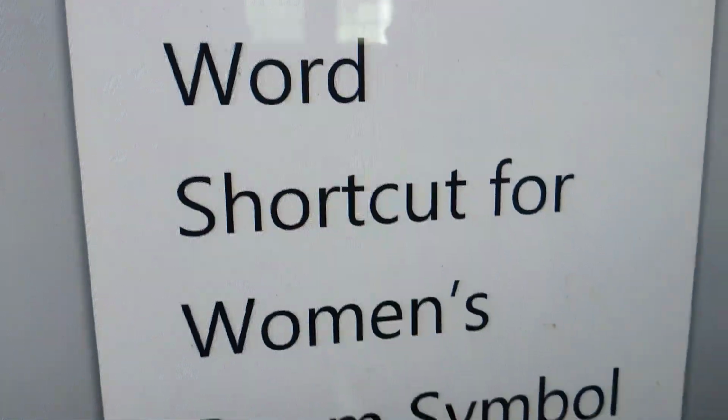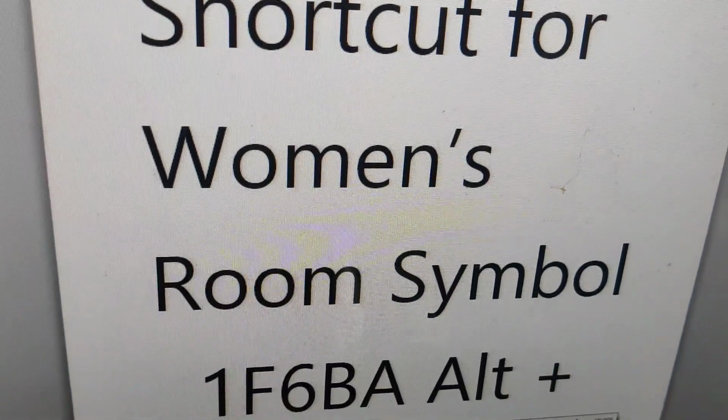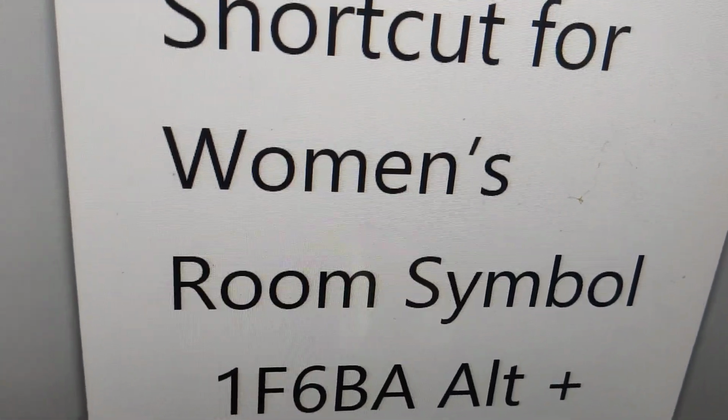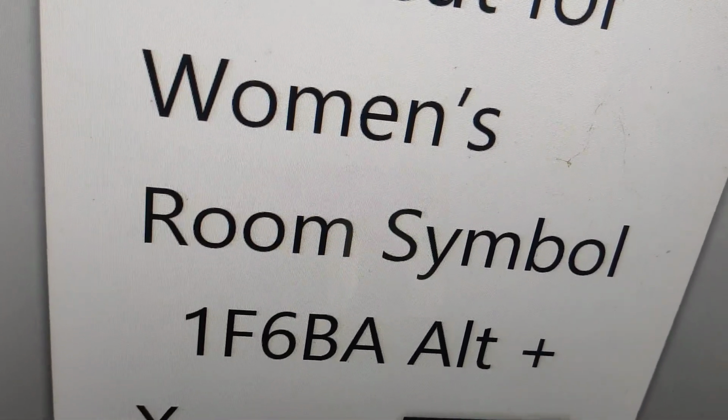So remember, the Word shortcut for the women's room symbol is 1F6BA, and after that you must press the Alt key and S key at the same time.